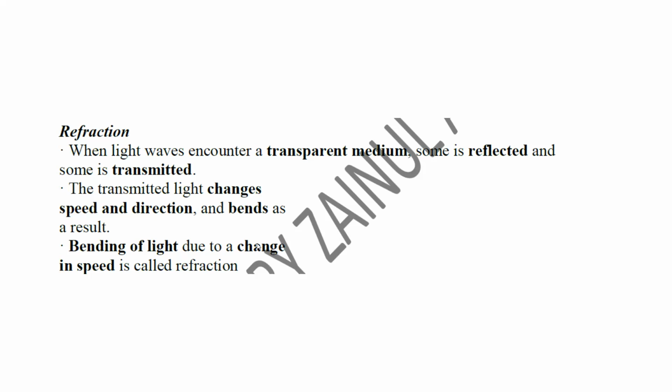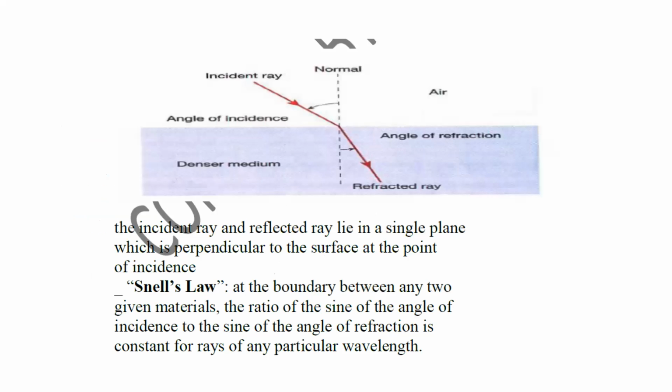When light moves and encounters a transparent medium, some is reflected and some is transmitted. The transmitted light, which is passing through, will undergo a change in speed or direction, and as a result it will bend. The bending of light due to a change in speed is known as refraction.